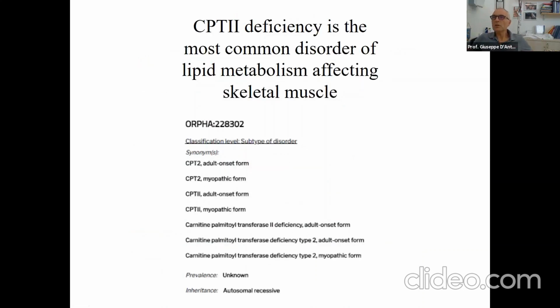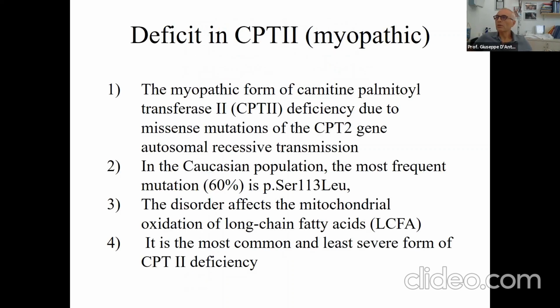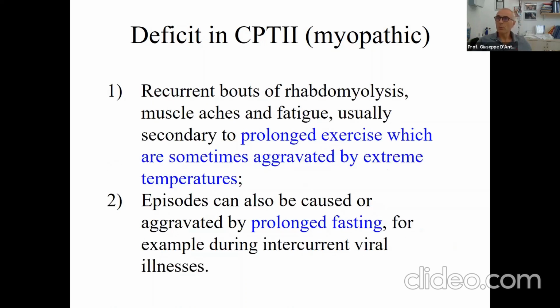So CPT2 deficiency is the disease we are dealing with in this research. This is the most common disorder of lipid metabolism affecting the skeletal muscle, with an unknown prevalence and an autosomal recessive inheritance. In the myopathic form of CPT2 deficiency, we have a missense mutation in the CPT2 gene, and in the Caucasian population, we have a most frequent mutation in P113. The disorder affects the mitochondrial oxidation of the long-chain fatty acid and is known as the least severe form of CPT2 deficiency, the most severe being a deadly disease in infancy.